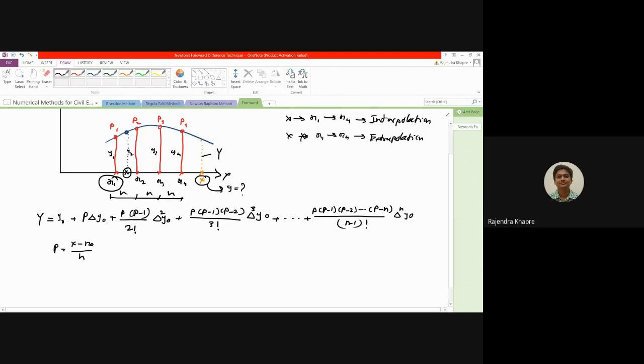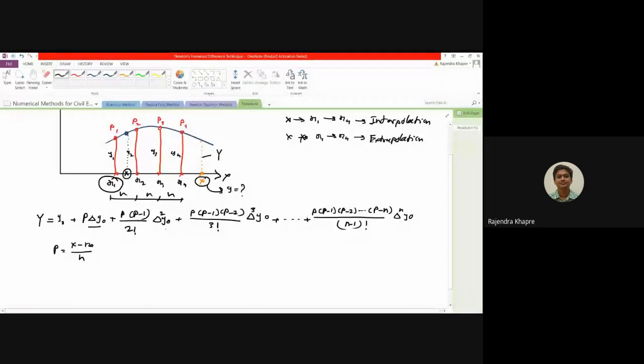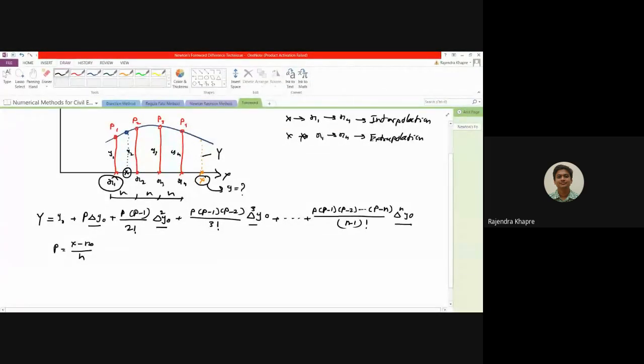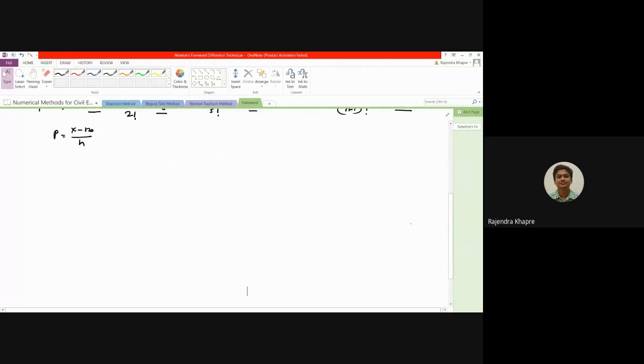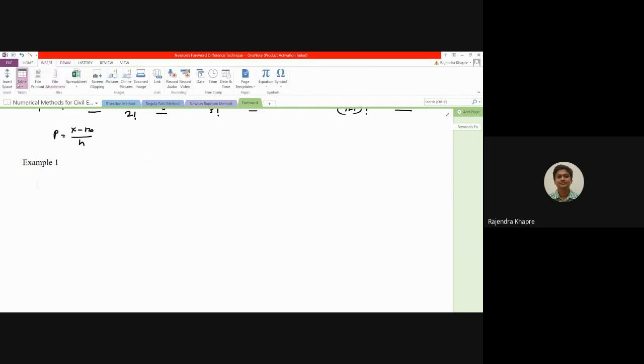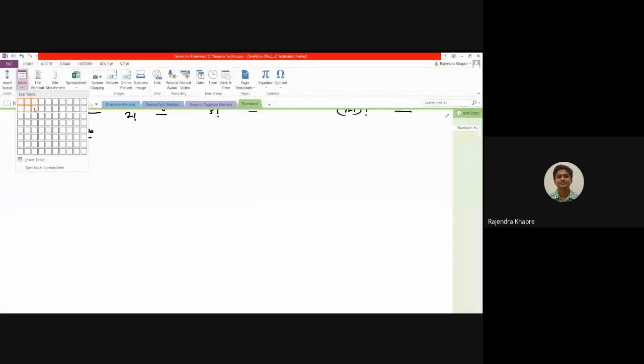Now as far as the delta terms are concerned, they will be calculated from a simple table. Just to understand this, let us quickly take a simple example. Example 1. Let us say I have a table. Let me insert a table.